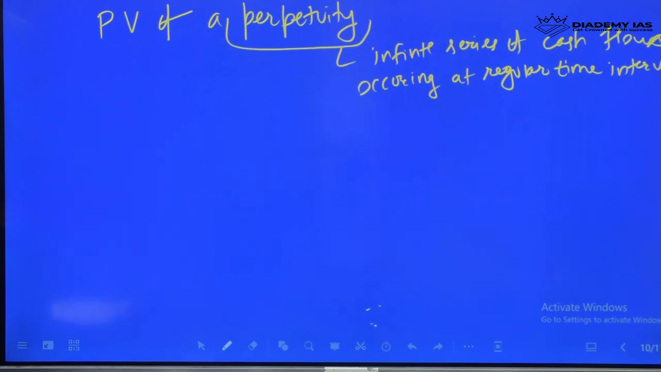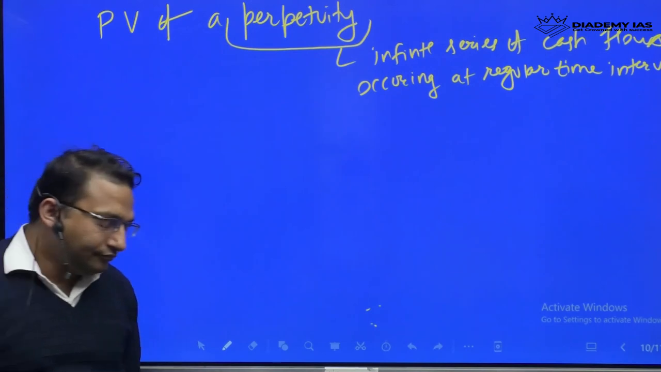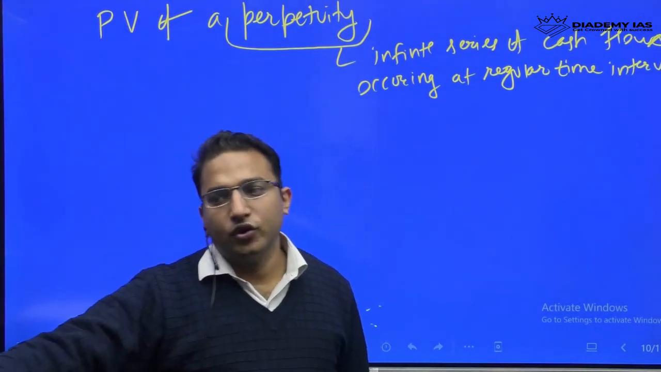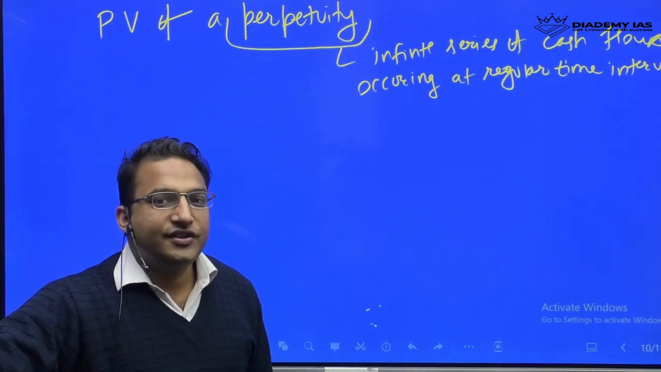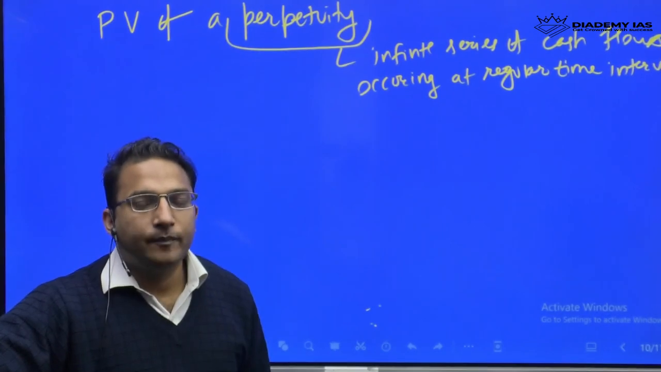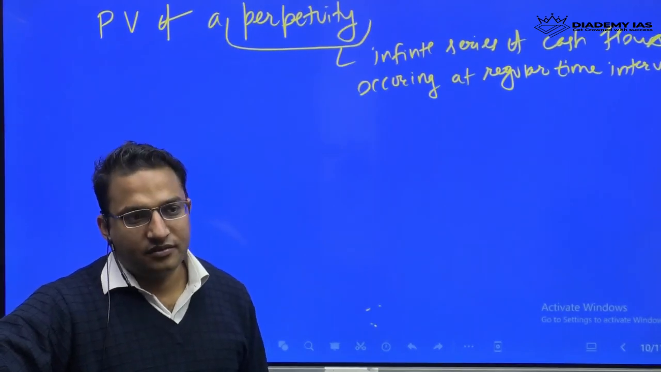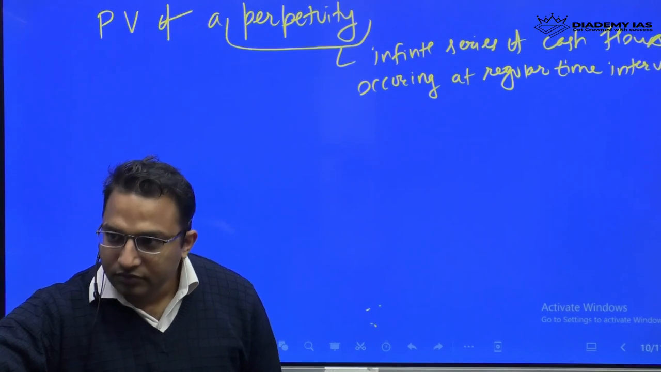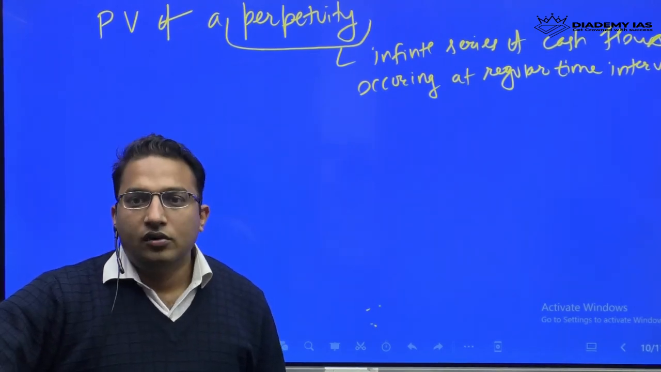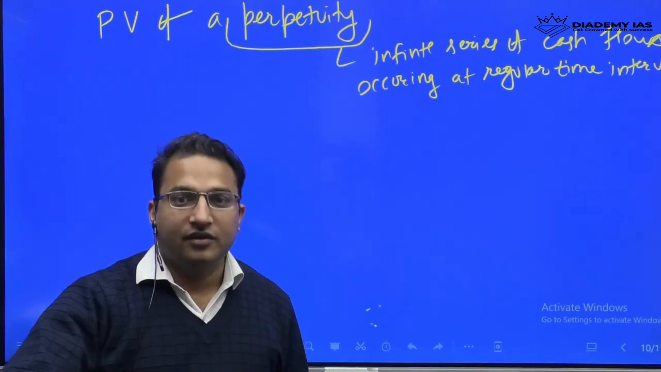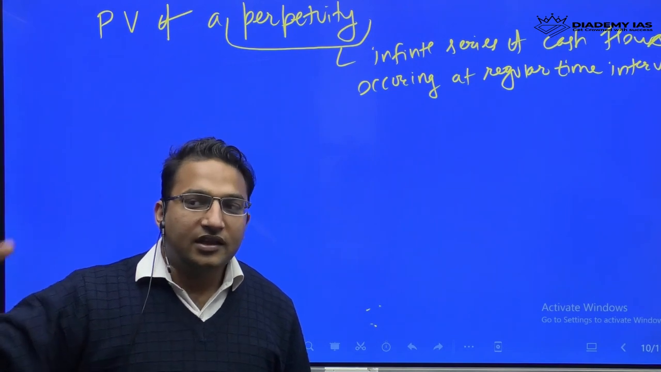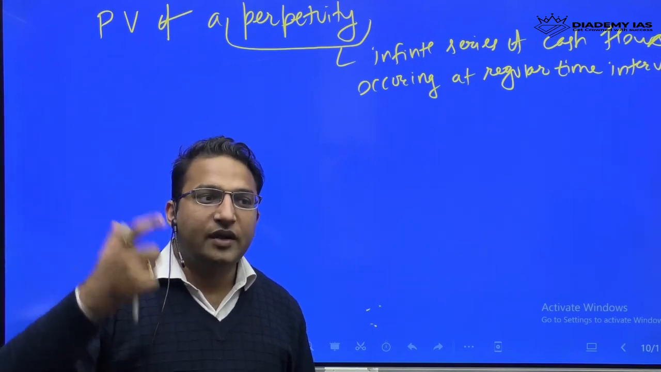So suppose there is a person dependent upon you, and you want to pay this dependent person 10,000 rupees per month forever. So how much money do you need to invest today so that automatically this 10,000 rupees keeps being received by that person?